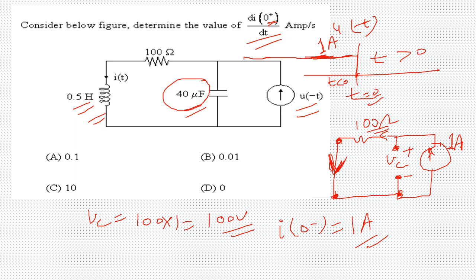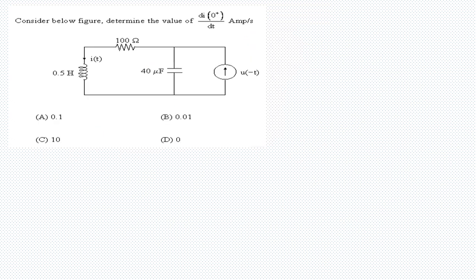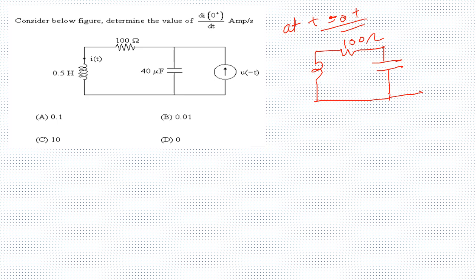Now these two things are known to me. What happens at t equals 0? This source's value goes to 0, the amplitude goes to 0. Then let us see how the circuit looks. At t equals 0 plus, the circuit is going to look like this: the inductor, this 100 ohms, and this capacitor, which already has 100 volts across it, and there is no current source now. Let us say the current flowing is i of t.